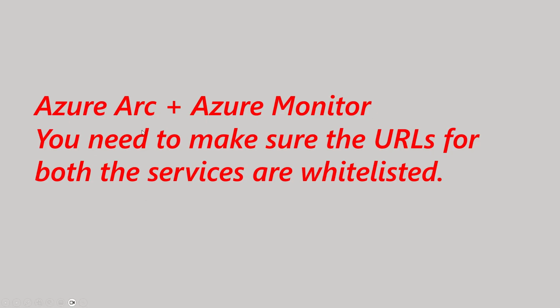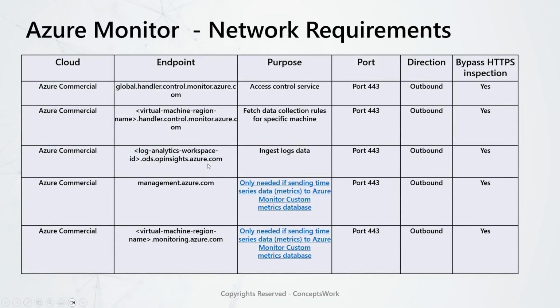Now, the network requirement is something exceptionally important, since there are two components required, Azure Arc plus Azure Monitor. In this case, you need to make sure the URLs for both the services are whitelisted for Azure Arc enabled servers specifically. The machines which exist in Azure will only need the URL whitelisting for Azure Monitor, whereas the machines which exist in your on-prem environment or in hybrid multi-cloud environments need the URL whitelisting for both of these components.